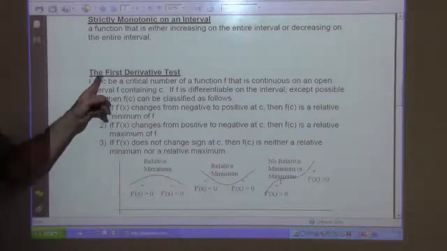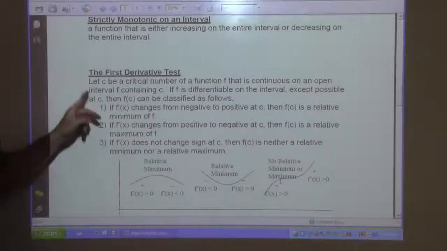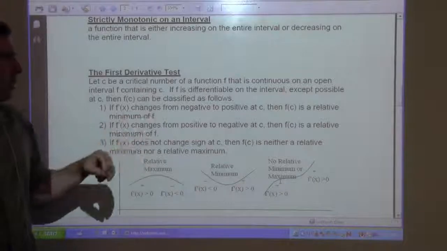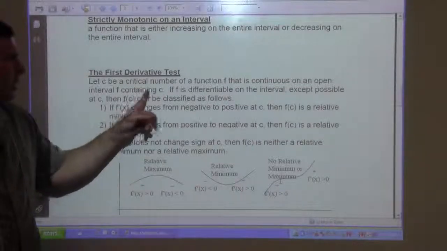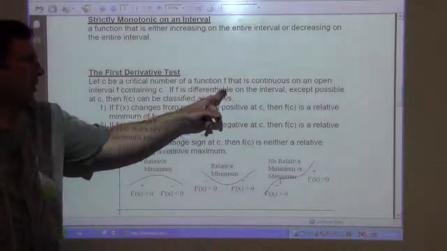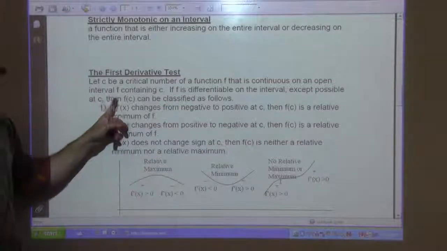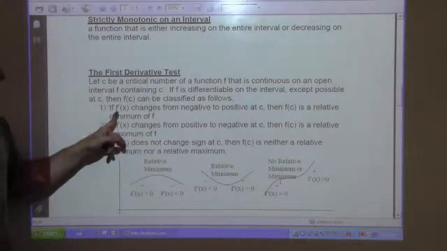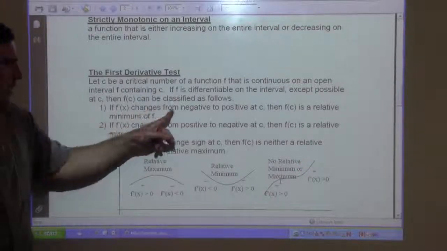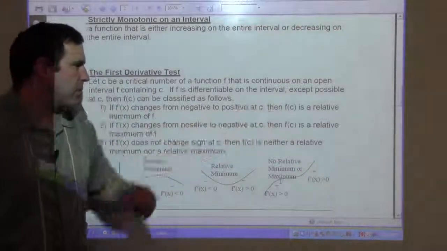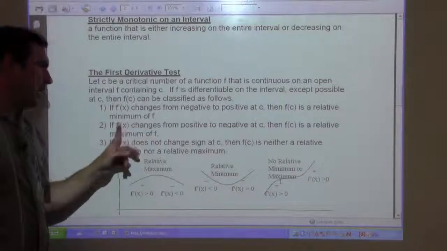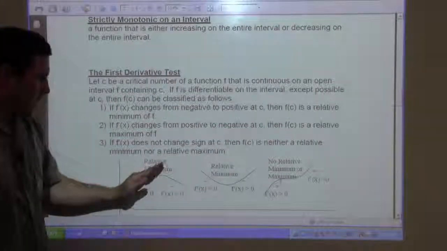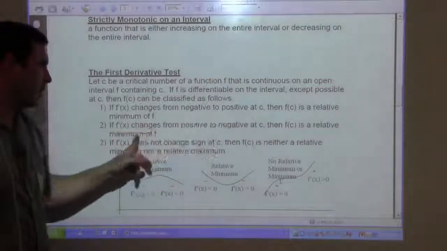Okay, the first derivative test. Let c be a critical number of a function f that is continuous on the open interval I containing c. If f is differentiable in the interval except possibly at c, then f of c can be classified as follows. If f prime of x changes from negative to positive at c, then f of c is a relative minimum. If f prime of x changes from positive to negative, here's a positive, negative, we have a relative maximum.